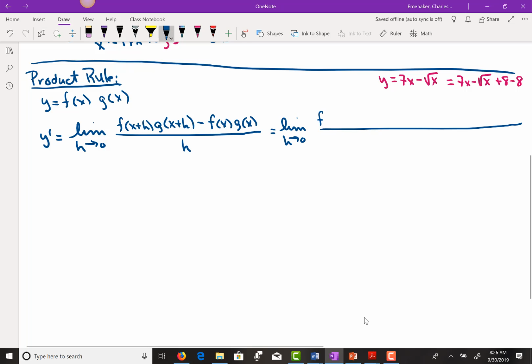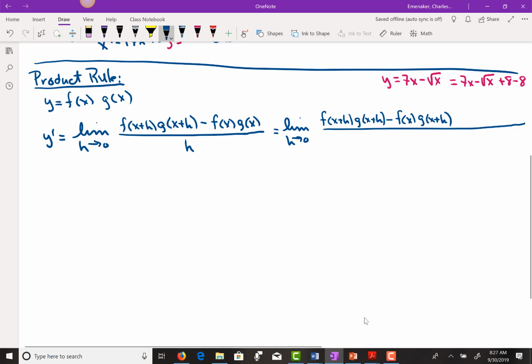We're going to still have our first term, f of x plus h, times g of x plus h. I'm going to subtract f of x, g of x plus h. Where'd that come from? Well, you'll see in a minute why we would want to do something like that. This is something new I've stuck in, isn't it? If I've subtracted it, how do I cancel it out? Add it. So I'm then going to add f of x, g of x plus h.